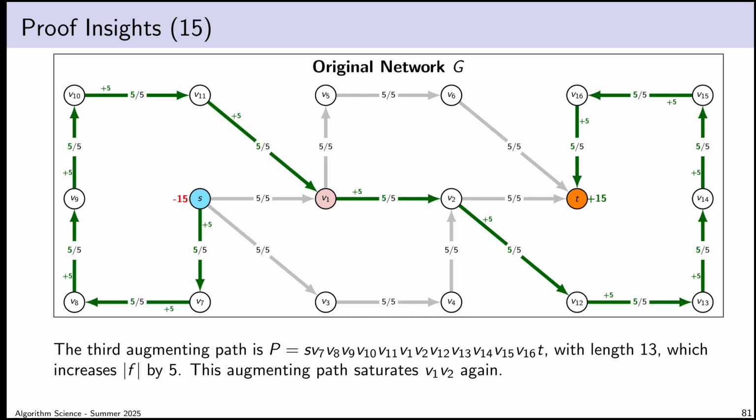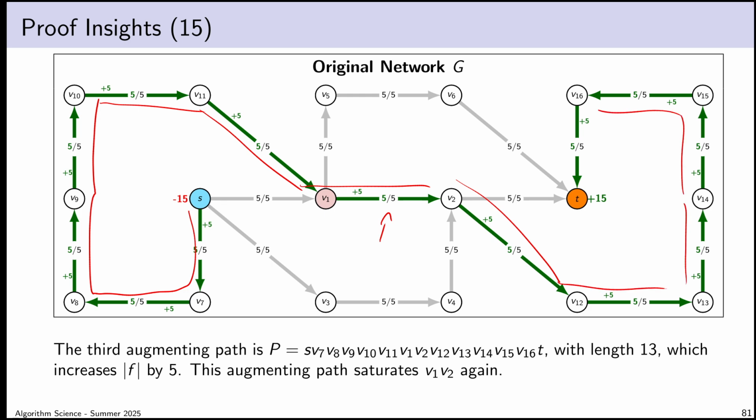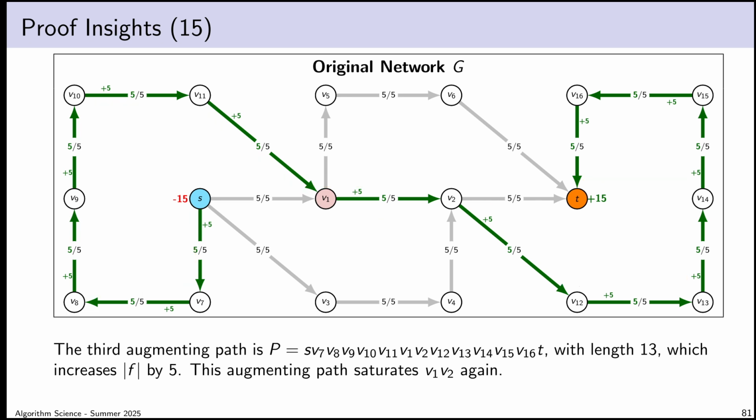The next augmenting path is actually this huge path here. I walk all the way around the outside of the graph from S to V7 to V8 to V9 to V10 to V11 to V1, across the edge V1, V2 again, down to V12 to V13, 14, 15, 16, and down to T. And notice that this augmenting path again saturates the edge V1, V2. So over the course of the algorithm, this edge, V1, V2, has been saturated, then depleted, then saturated again, which provides ample evidence that a single edge can appear over and over again in augmenting paths.